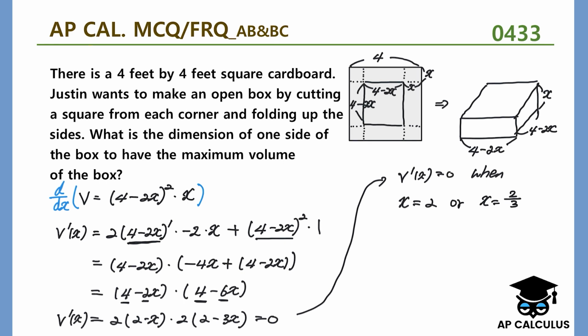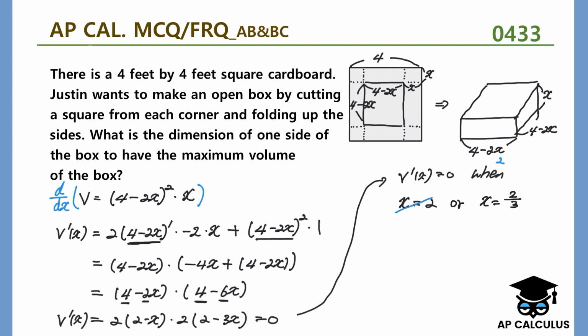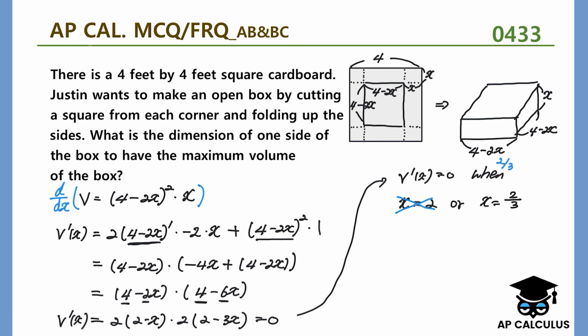So far so good. Okay, can we have x equal to 2? No, right? If x is equal to 2, the dimension of the base of the box would be equal to 0, right? So we cannot have x equal to 2. What about 2 over 3? Yes, we can have 2 over 3, right? 4 minus 2 times 2 over 3 is not equal to 0, right?